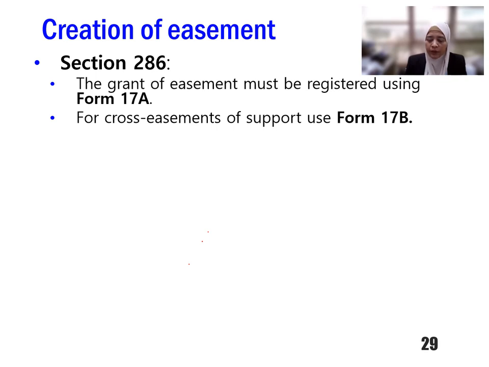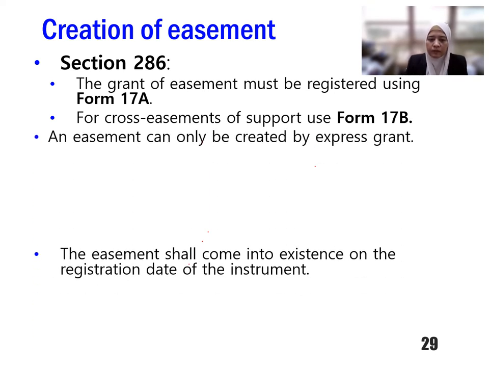And for cross easements of support, okay, one easement given to another party. An easement is given for dominant land on a servient land, and then there's another easement given, right to support, especially building, bangunan. Because sometimes you need support from the other landowner. So you enter into an agreement that the other party will always give you support to your building. Otherwise, your building can collapse ke, ataupun may suffer structural damage, kan? So can be done as well, this kind of easement. So you call it cross easements of support. Can be done using Form 17B, and then the easement shall come into existence with registration.